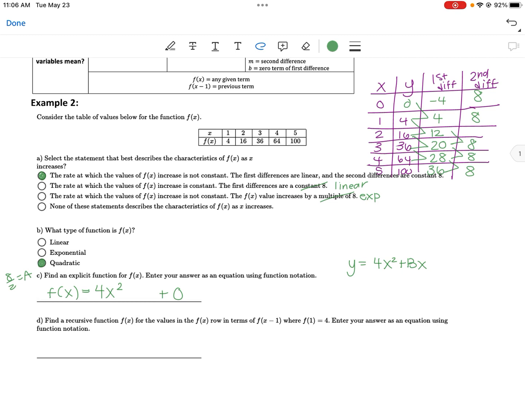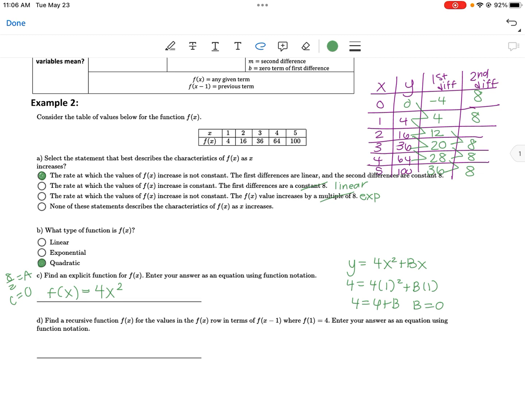Let's choose another point. So maybe we plug in 4, 1. So we have 4 times 1 squared plus b times 1. So notice here you get 4 equals 4 plus b. So once again, b is 0. So you don't actually even need either of these parts. b is 0, c is also 0. So it's just f of x equals 4x squared. It's actually a pretty easy pattern there.